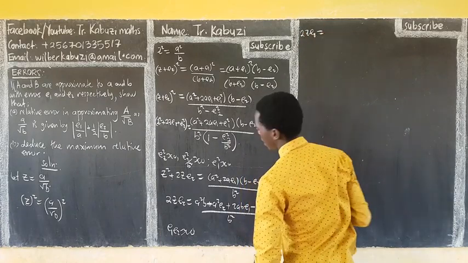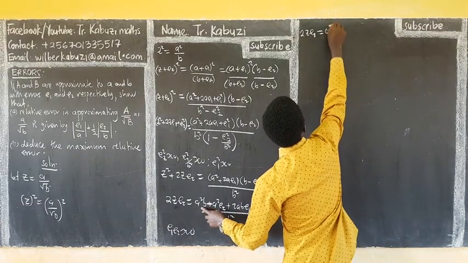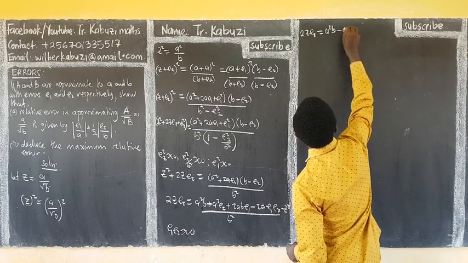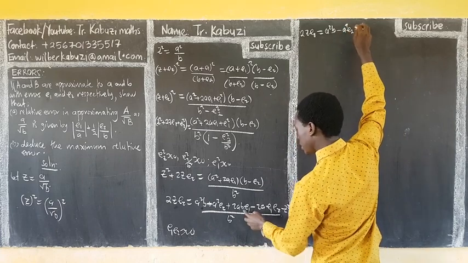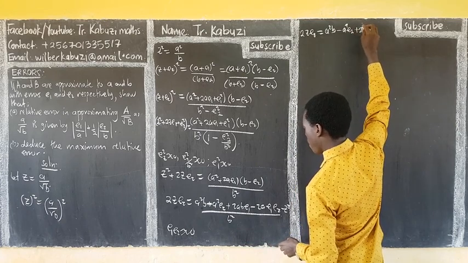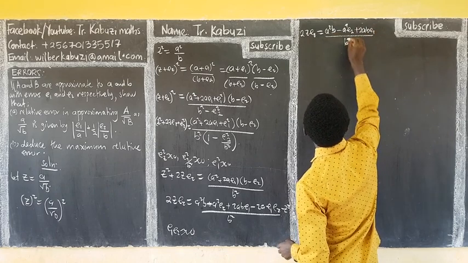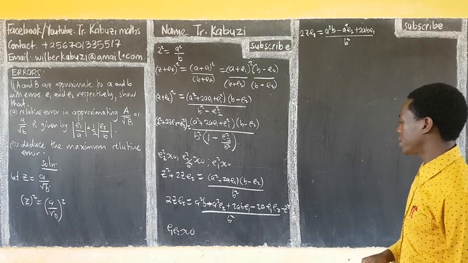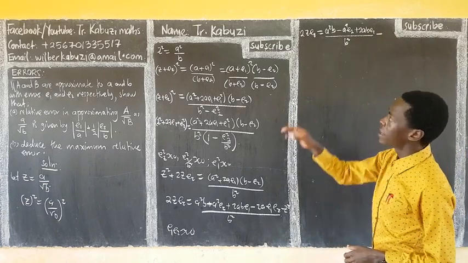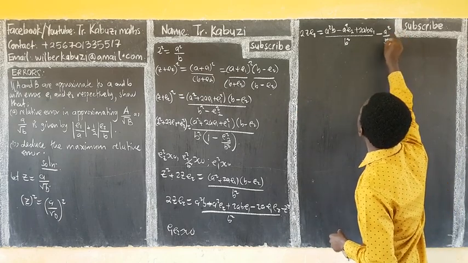So here, I'll be remaining with 2z e2 equaling a squared b minus a squared e2, then plus 2ab e1, the whole over b squared. But remember, I'm subtracting off z squared. So then minus z squared. Minus z squared, there is a squared over b.